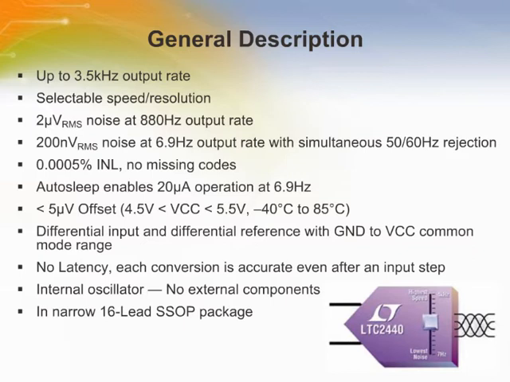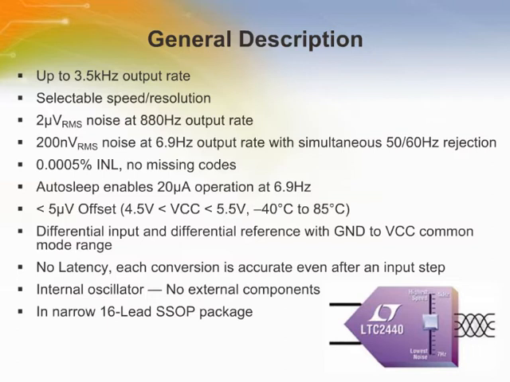The LTC2440 is a high-speed, 24-bit, no-latency delta sigma analog to digital converter with 5 parts per million integrated nonlinearity and 5 microvolts offset. It uses a proprietary delta sigma architecture enabling variable speed and resolution with no latency. 10 speed resolution combinations are programmed through a simple serial interface.